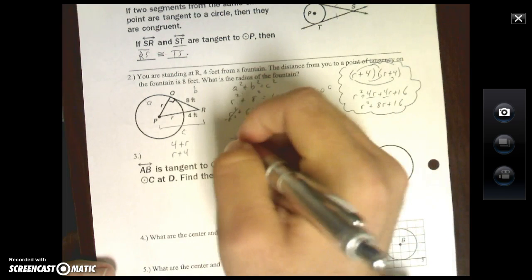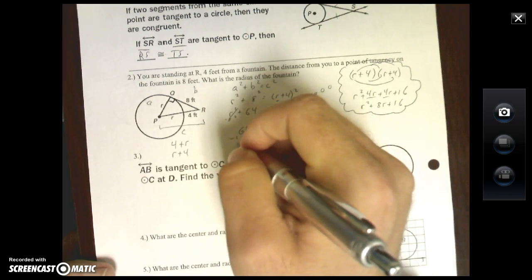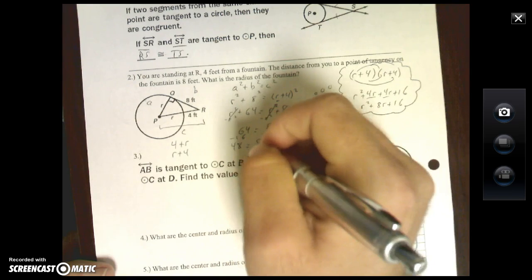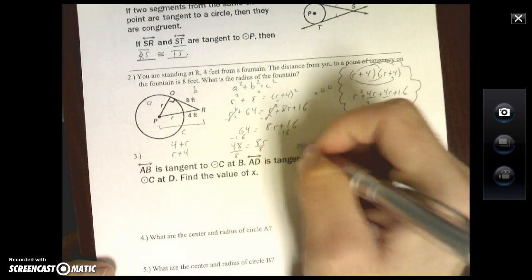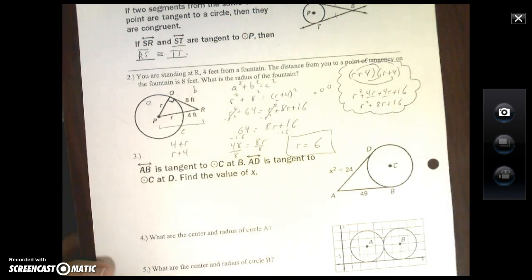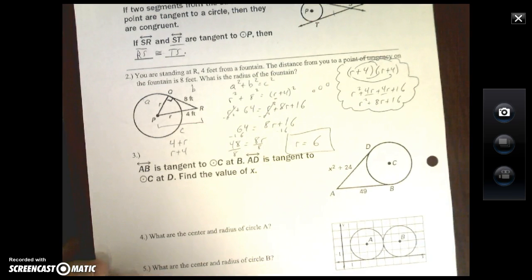Subtract 16 from both sides. 48 equals 8r. Divide both sides by 8. r equals 6. Okay? So that one's a little lengthier. Don't panic too much when you see it. Again, just work your way through it. Pythagorean theorem, which we will provide you with. And it should be in good shape.